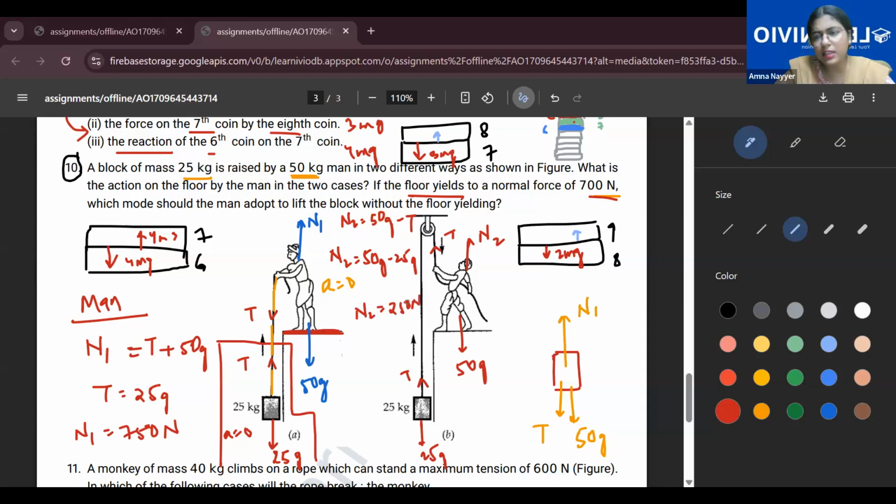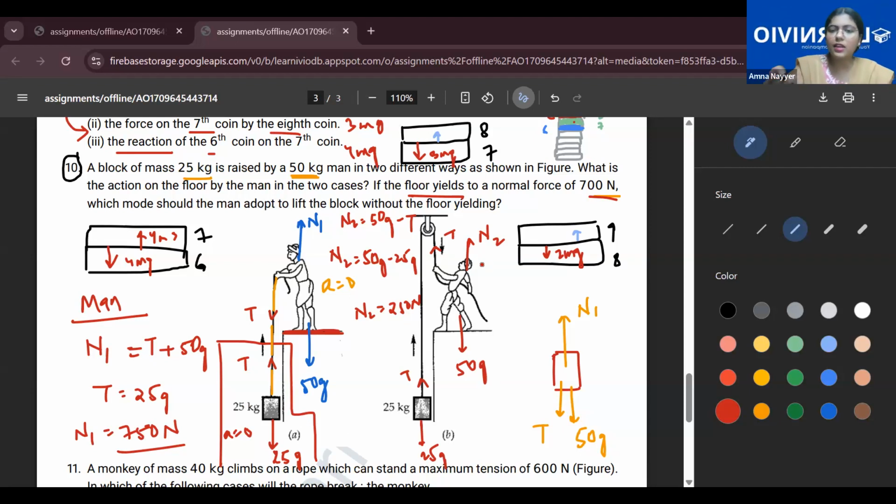Now it clearly shows which method should be adopted. The second method should be adopted because this is giving you a lower value. The floor can only tolerate 700 Newton. So what it is saying is that you cannot exceed 700 Newton. And the first one is already giving a normal reaction of 750 Newton. So in this case, if the second method is being used, you're getting a force of 250 Newton. So that should be adopted.